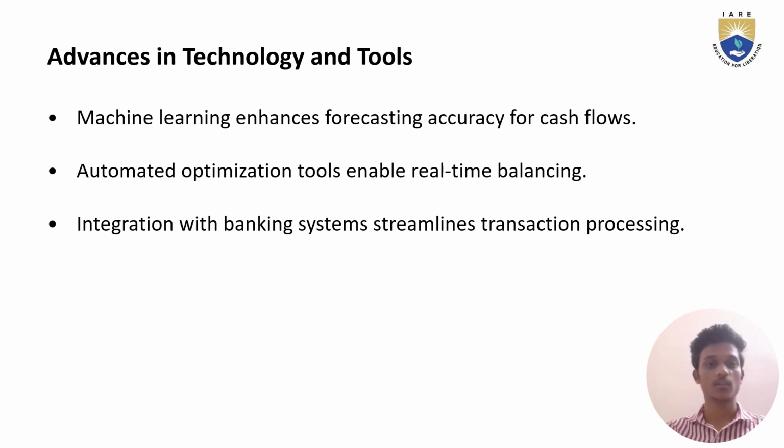Advances in technology and tools. Machine learning enhances forecasting accuracy for cash flows. Automated optimization tools enable real-time balancing. Integration with banking systems streamlines transaction processing. These are some of the advances technology has brought into the world.